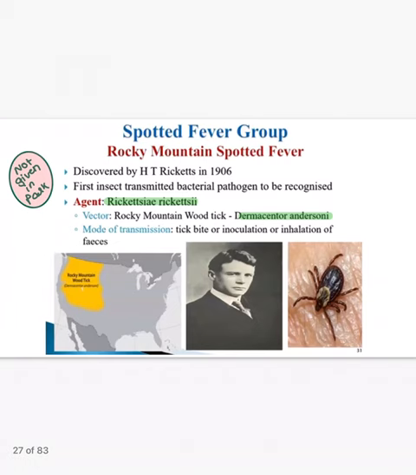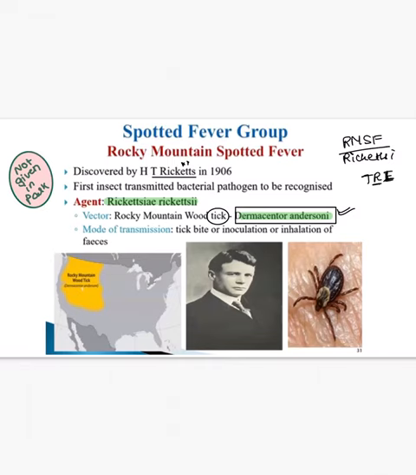Now coming on to Rocky Mountain spotted fever. This comes to the spotted group. It is due to Rickettsia rickettsii, and the vector is actually the tick. What was the mnemonic? TRI: Rocky Mountain and Indian tick typhus. But remember this name, they can ask you, this can be tested: it is Dermacentor andersoni.